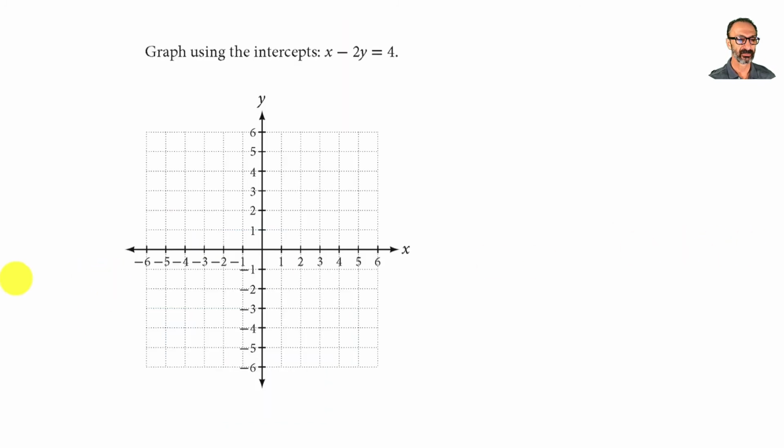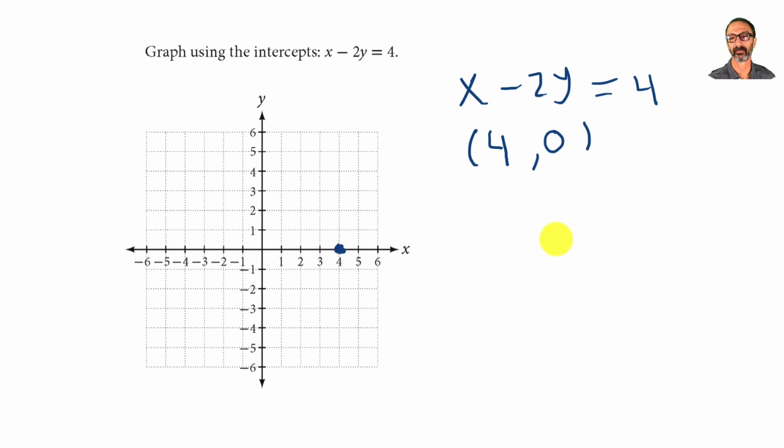Here's just a quick practice. How would you do this problem using the intercepts? I have x minus 2y equals 4. Let's find the x-intercept. It's quick and easy. Why? Because when y is 0, the y cancels right here, so I end up with 4 here. See how quick? So before we lose it, let's mark it: (4, 0) is right there.